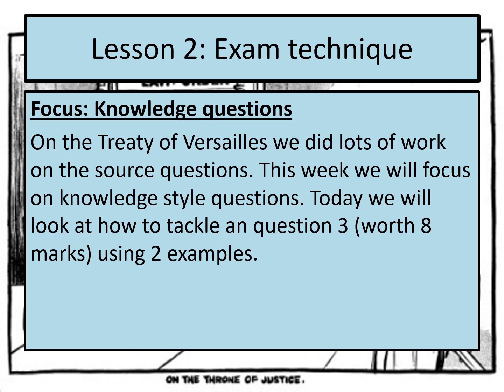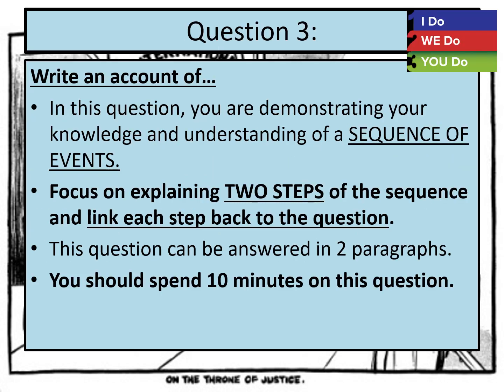So as I said, today we're focused on question 3. Question 3 is a write an account of. As it says in this question, what you are doing is demonstrating your knowledge and understanding of a sequence of events. So you're going to be looking at potentially an event, what happened and what its consequences were. You need to try and think about 2 steps of the sequence. It might be looking at the causes of what happened, and then the second paragraph might be on the consequences, making sure that you link everything back to the question and saying how it led to something happening. Usually you'd be answering this in 2 paragraphs in around 10 minutes.